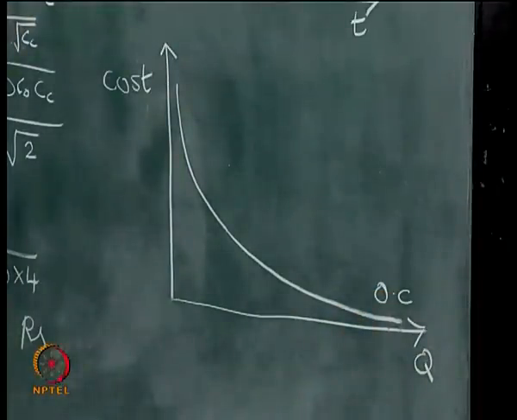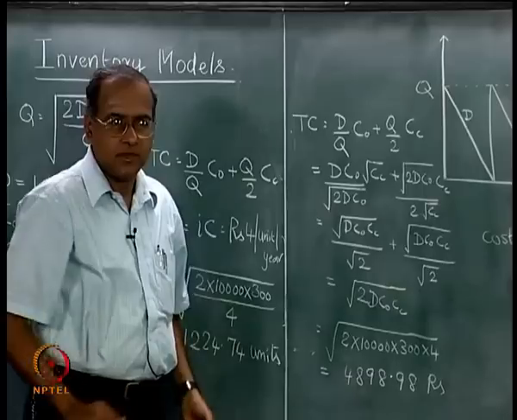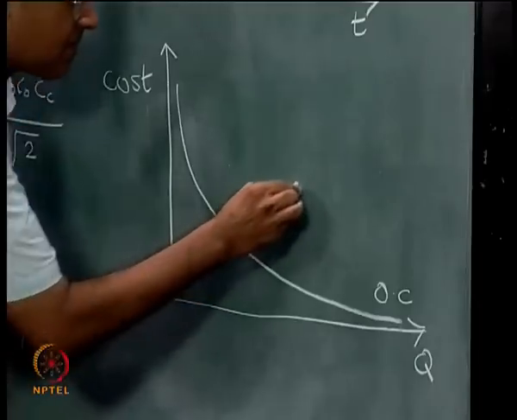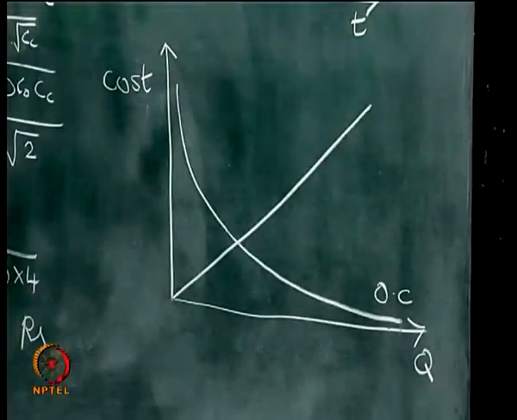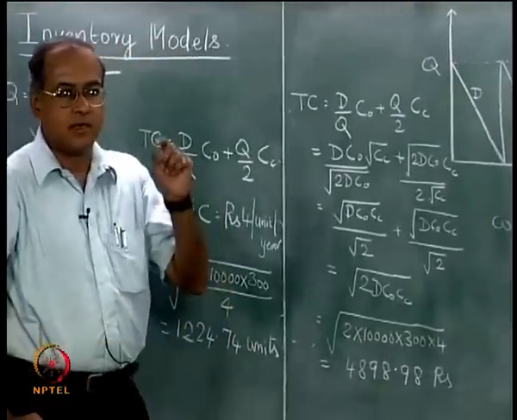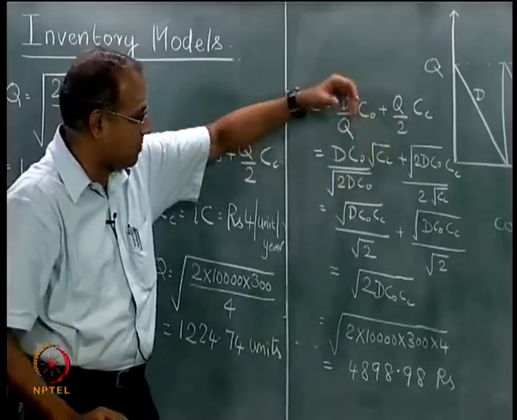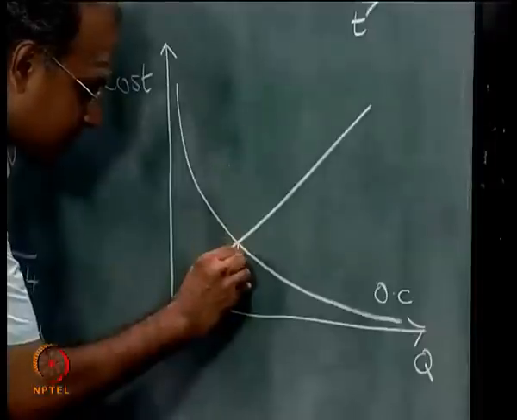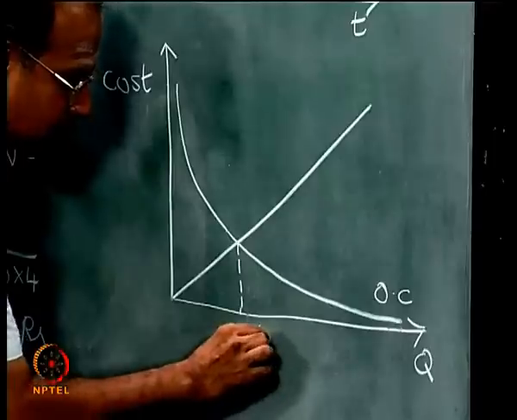Carrying cost is Q by 2 into Cc, which is constant into Q. So, it is a line which passes through the origin. So, the carrying cost will be like this. Now, we have already said that the economic order quantity is the point where the order cost is equal to the carrying cost, which we got from here, they are equal. So, this is the economic order quantity where the two curves intersect. This I call Q star, which is the economic order quantity.